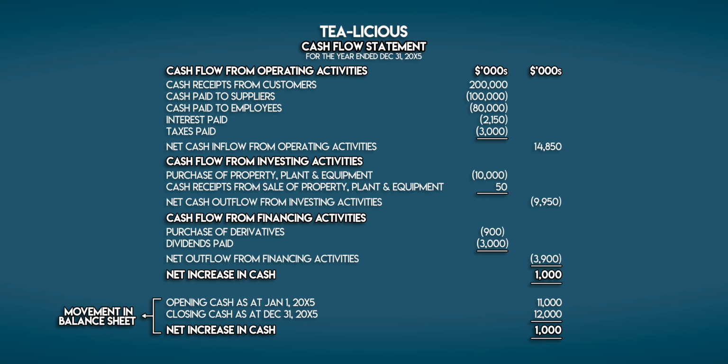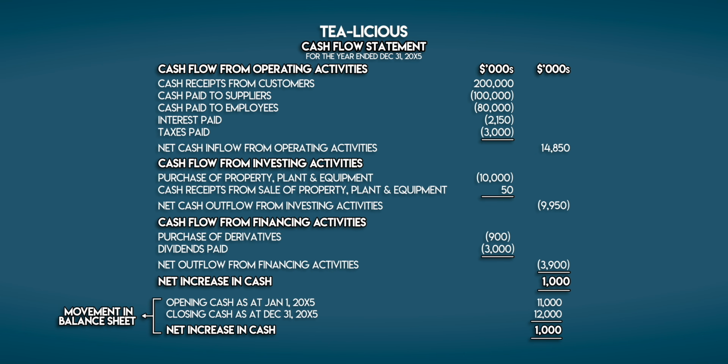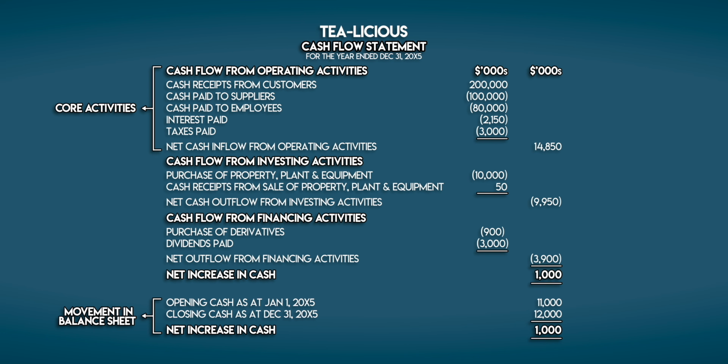But how did this come about? This is where the top section comes in. We work out the cash flow from operating activities, investing activities, and financing activities. Cash flow from operating activities covers regular business activities: how much cash Tealicious brought in and spent whilst selling tea. Tealicious is using the direct method, so this section mirrors an income statement prepared under the cash method of accounting.